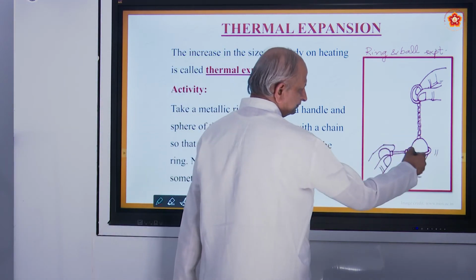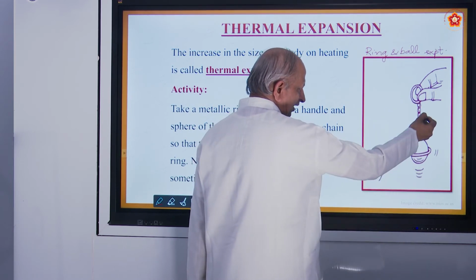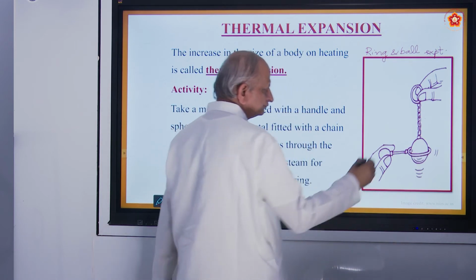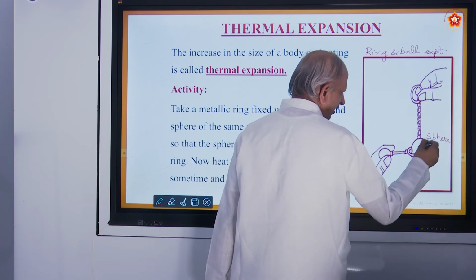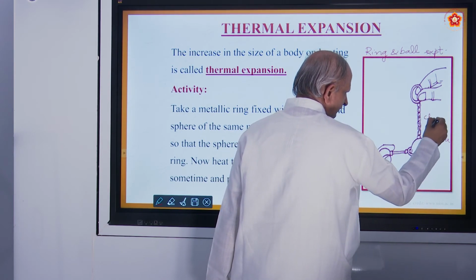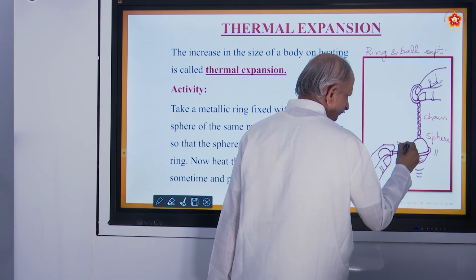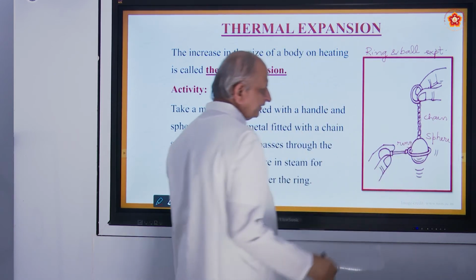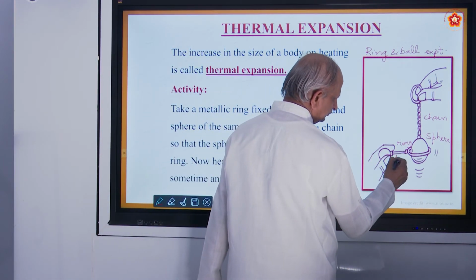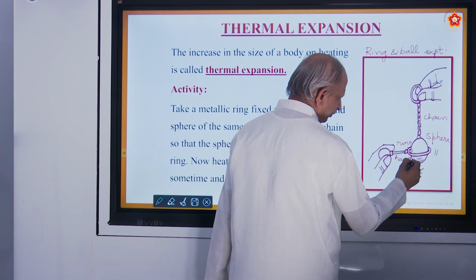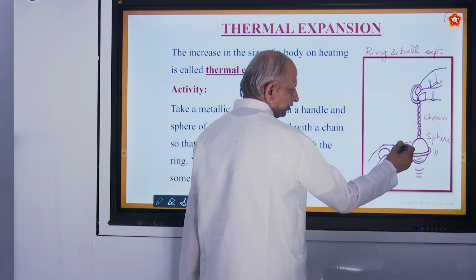So this is a sphere, usually made of brass. In the beginning, this is a chain, this is a sphere, say made of copper or bronze. This is a chain and this is a ring. All of them are made of the same material. And this is the handle, usually wooden. So a wooden handle. Okay, this is the ring.